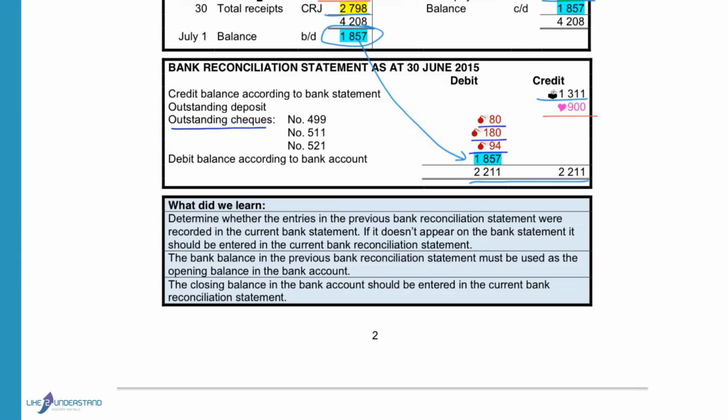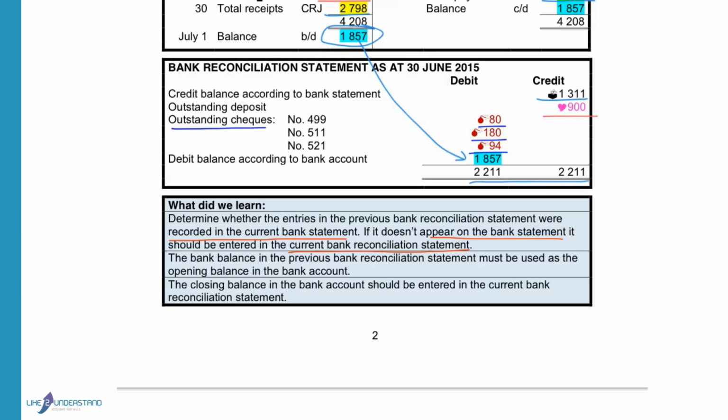What did we learn? Determine whether the entries in the previous bank reconciliation statement were recorded in the current bank statement. The entries that we showed in the previous bank reconciliation statement were all the entries that the bank still has to complete. If it appears in the current bank statement, they've only done what we said at the end of the previous month they still have to do. If there are any entries that still don't appear on the bank statement, then we have to show them again on the current bank reconciliation statement, because then the bank will do this entry in the future.